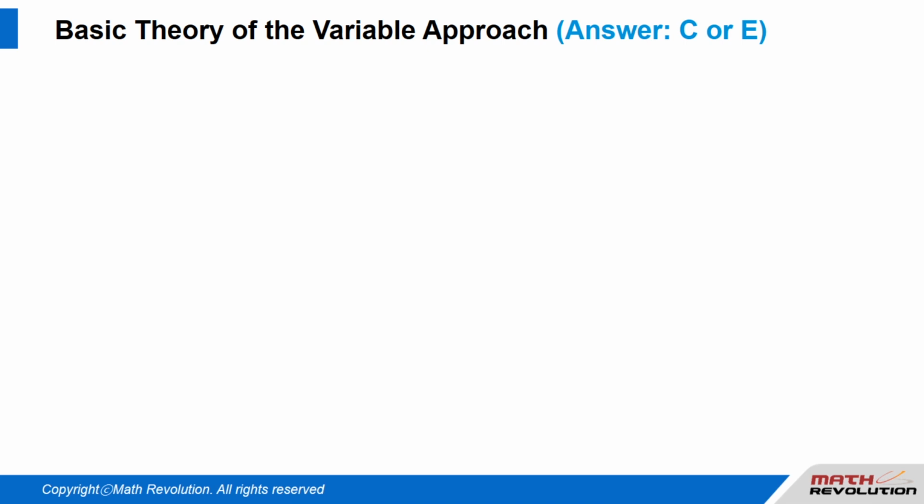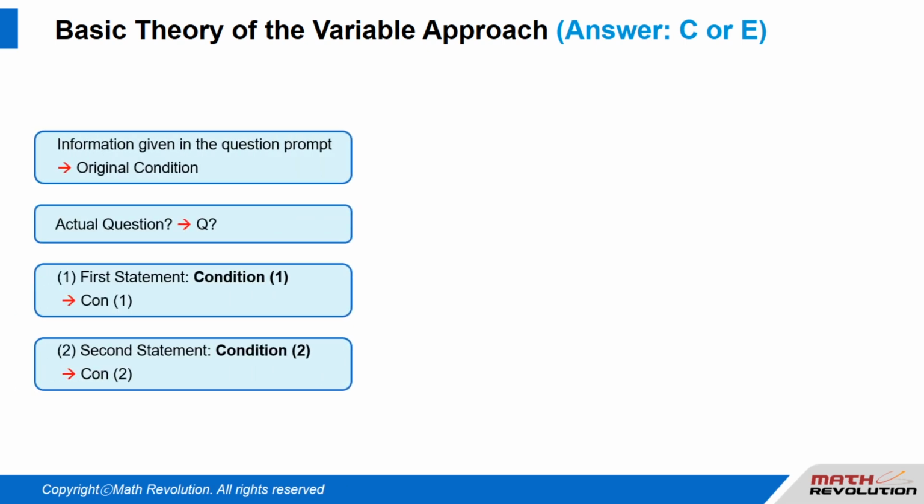DS. Original condition, question. 1. Condition 1. 2. Condition 2. Now we will look at the approach of solving a DS question. The information given in the question prompt can be called the original condition, and the actual question can be written as Q. Condition 1. Now, we will call the information in the first statement condition 1 and write it in short form as con 1.